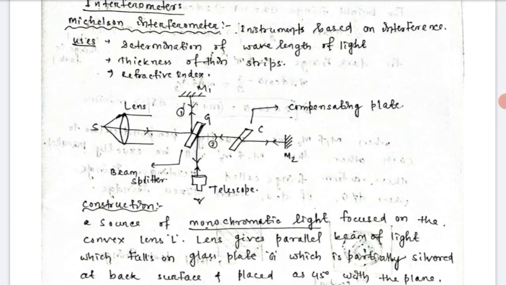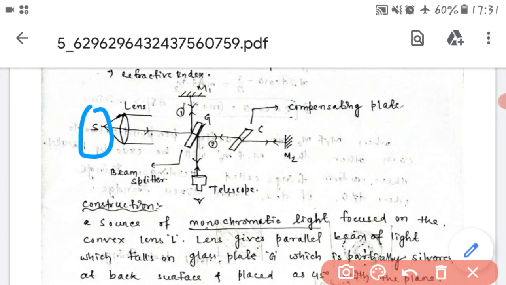In this figure, we can see that there is a source S, and light from the source falls on the lens L. Then parallel light falls on a glass plate which is semi-silvered. This is called a beam splitter, which I have named G. From this beam splitter, the ray is divided into two. Ray 1 goes to mirror 1, and ray 2 is transmitted through the glass plate towards mirror 2, M2.